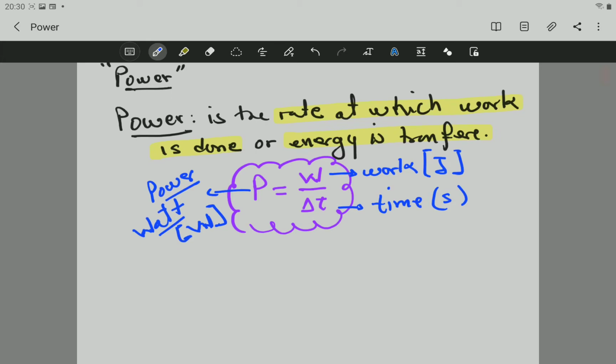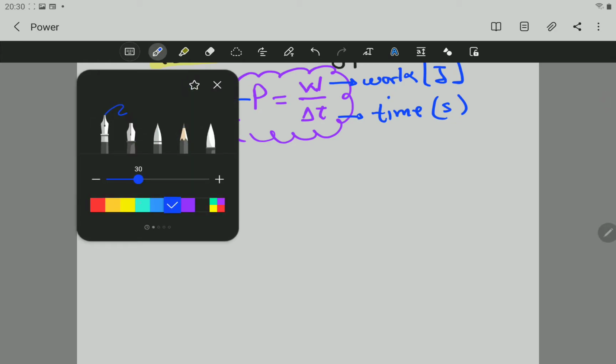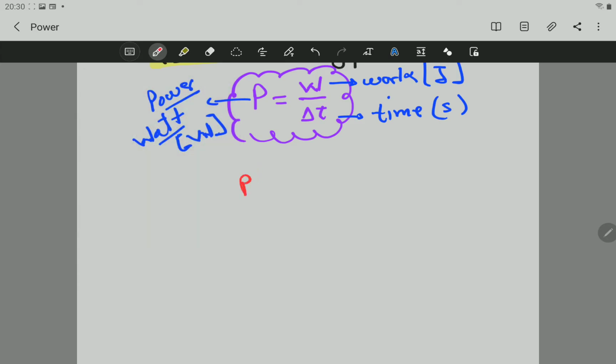However, if we combine formulas, which I'm not going to do right now, later on maybe in other videos we can look at combinations of formulas and so on. Power can also be calculated, and this is going to be called average power, by the product of the force and the average velocity. This is another way to calculate power.